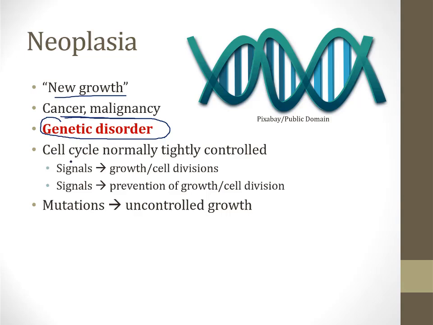And the idea here is that the cell cycle, which I talk about in detail in the cell biology section, is normally under tight control. Certain signals lead to cell growth and cell division. Certain other signals lead to the prevention of excessive growth or cell division. So if there's a mutation in one of the genes that helps to control the cell cycle, that leads to uncontrolled growth, and that leads to cancer.